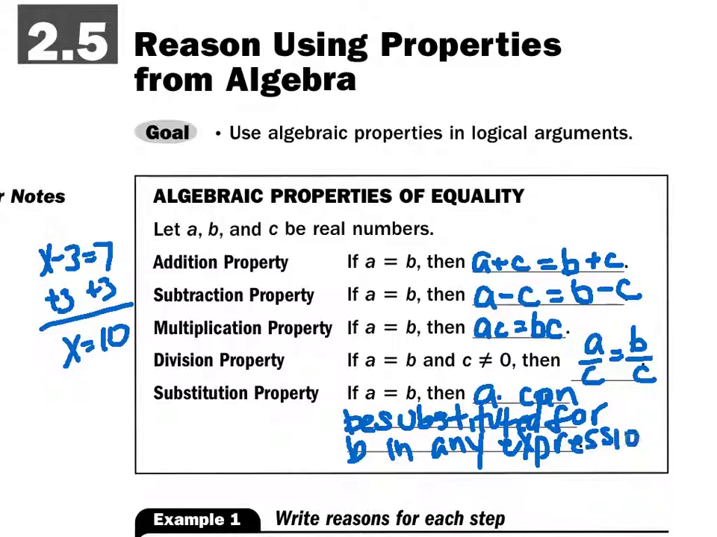This is the reason that we can check multiplication or algebra properties. So after we get our x equals 10 over here, we can use the substitution property to go back and check it. We can substitute 10 in for x and make sure that's a true statement.